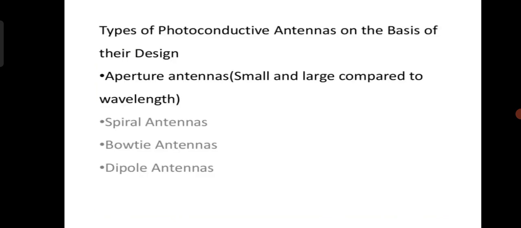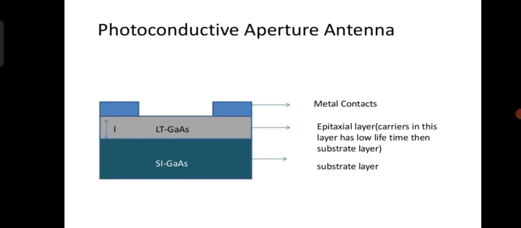Types of photoconducting antennas on the basis of their design. According to their design, they are classified into aperture antennas, spiral antennas, bow-tie antennas, and dipole antennas. Coming to the aperture antenna, you can see the picture of an aperture antenna. It has a silicon, gallium arsenide substrate and LT gallium arsenide active area and metal components. So the charge carrier has a low lifetime.